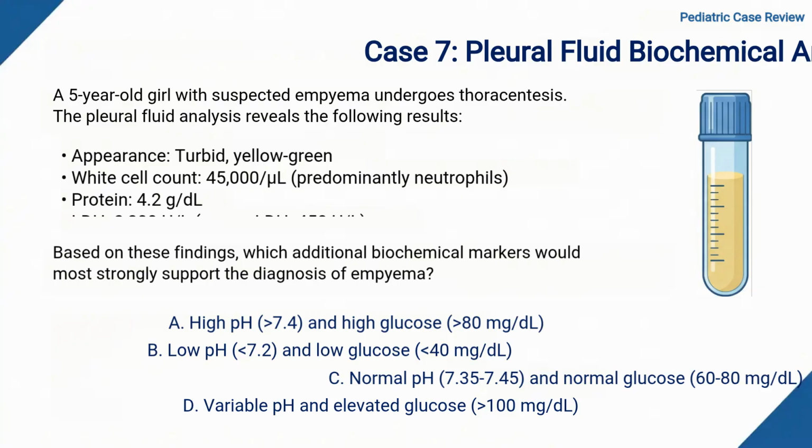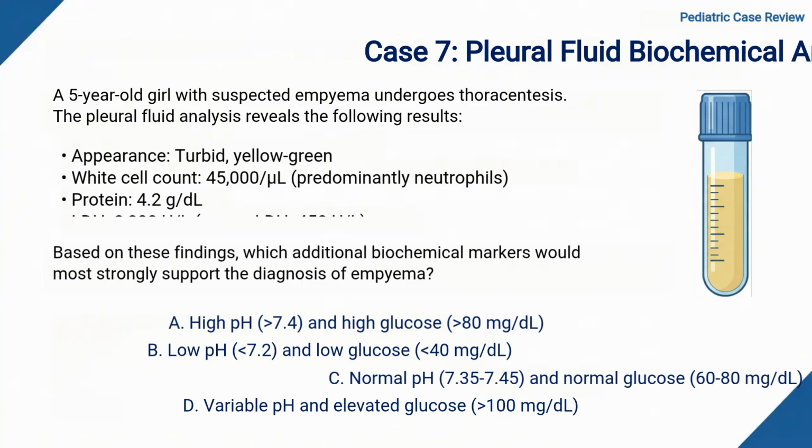Case 7. A 5-year-old girl with suspected empyema undergoes thoracentesis. The pleural fluid analysis reveals the following results: appearance turbid and yellow-green, white cell count 45,000 per microliter with predominantly neutrophils, protein 4.2 grams per deciliter, and lactate dehydrogenase 2,800 units per liter with serum lactate dehydrogenase 450 units per liter. Based on these findings, which additional biochemical markers would most strongly support the diagnosis of empyema?